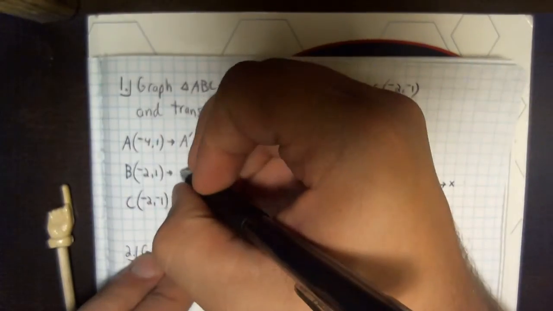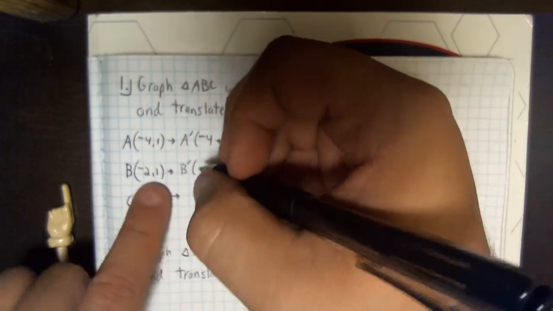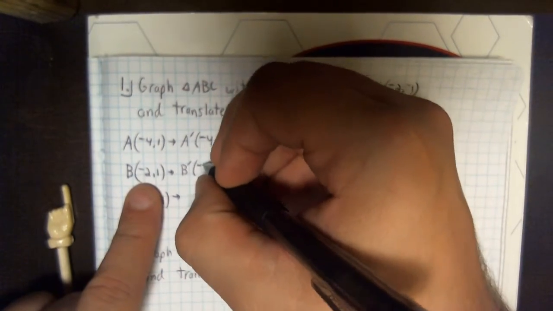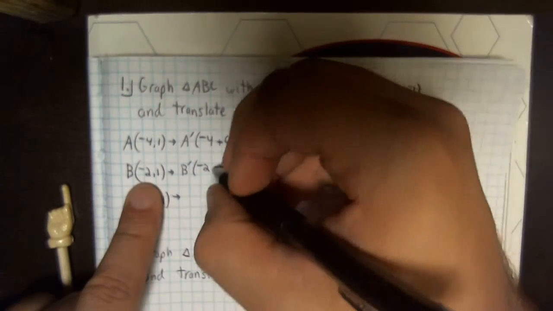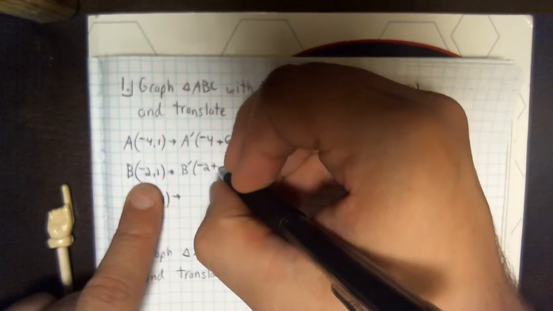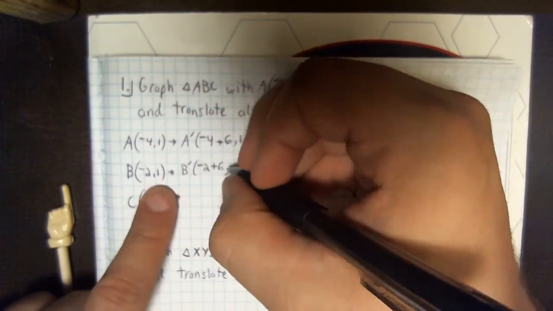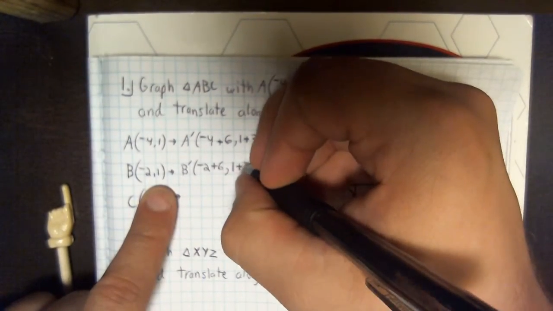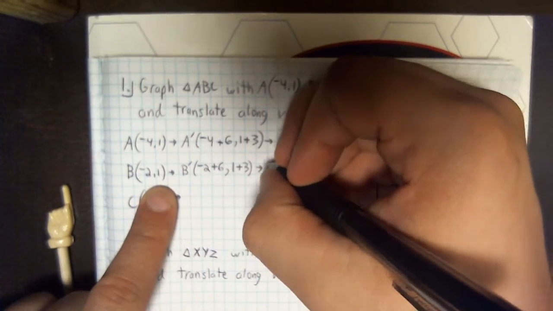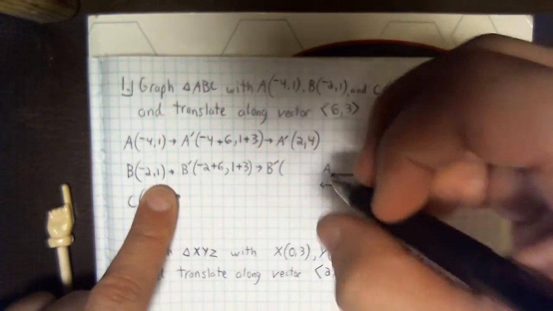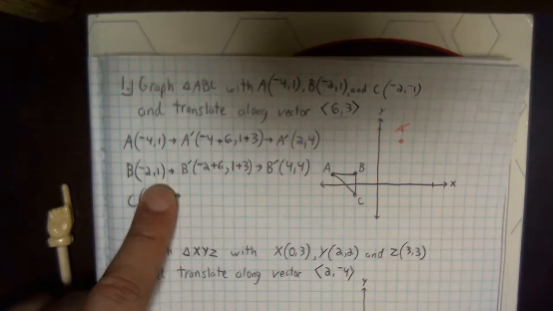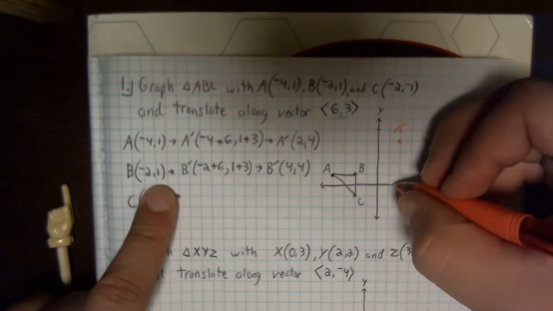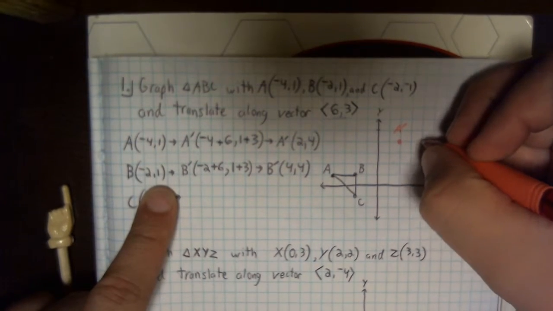B prime. We're using the B x-coordinate, and we're going to add the x-coordinate of the vector, plus 6. 1 for the y-coordinate, plus, again, the y-coordinate of the vector. That's going to give us B prime at 4, 4.